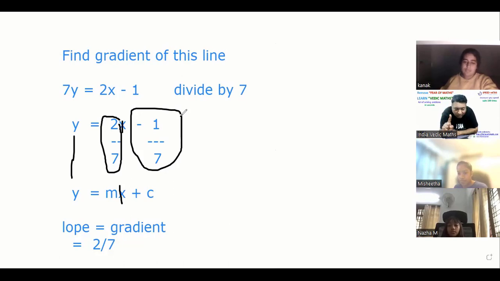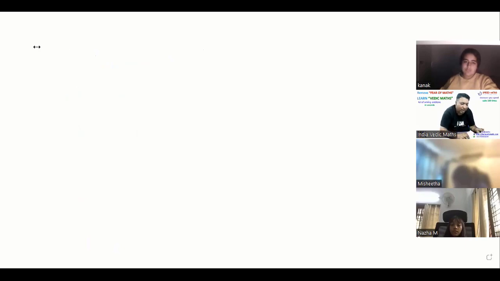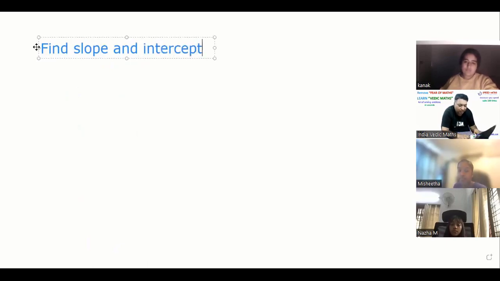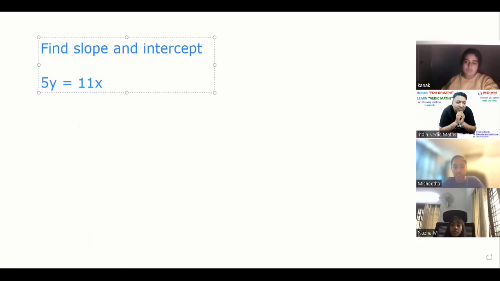Now I will do one more question for everyone. You'll try, guys. Naja, clear? Okay. Kanak, is it clear? Dhruvansh? y equal to mx plus c, the standard equation of a straight line with intercept. So please tell me now. Find slope and intercept of the line 5y equal to 11x. Tell me this. What is the intercept and what is the slope? Can you tell me?